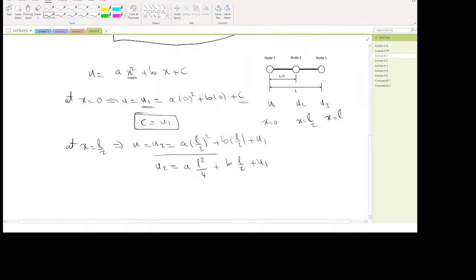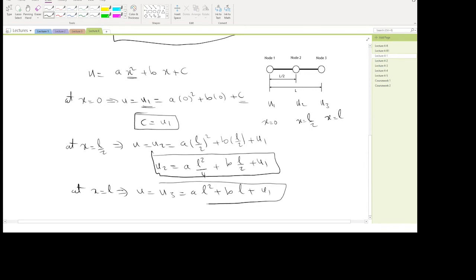Now this is my second equation. And then at x equal to L, you have U equal to U3, and this is equal to A multiplied by L squared plus B multiplied by L plus C. C is U1. So this is my third equation. But if you want to solve for A and B, you have two equations, equation number 1 and equation number 2.